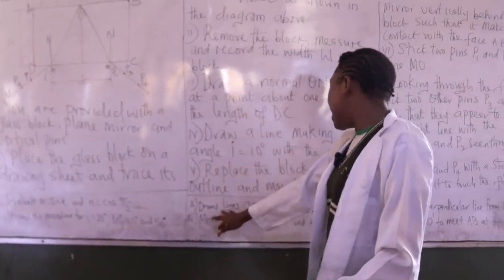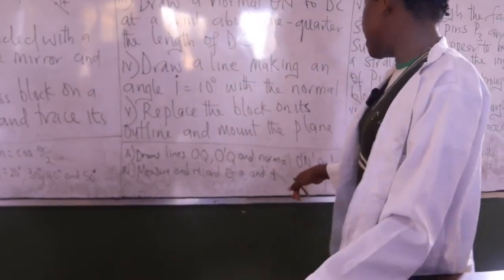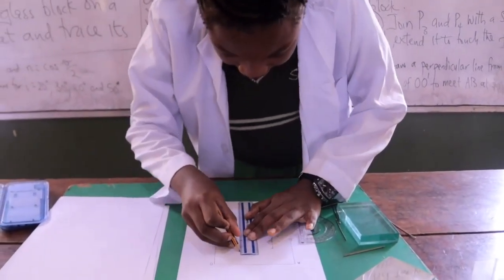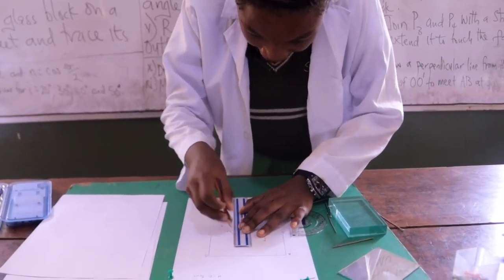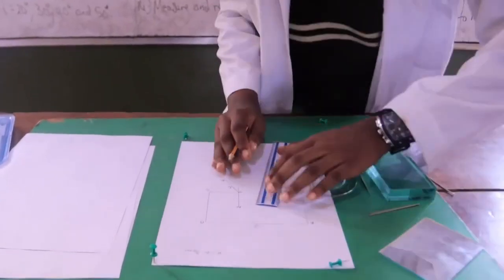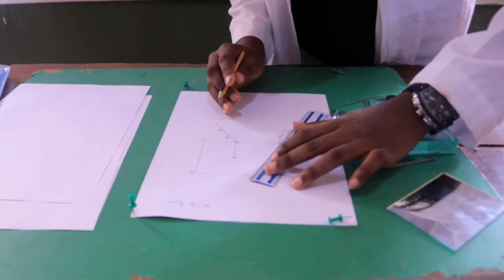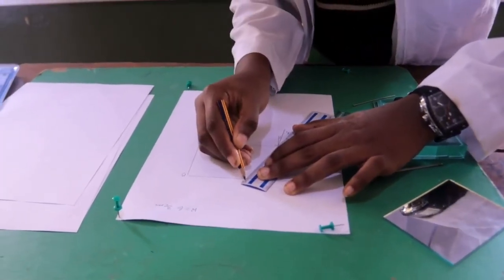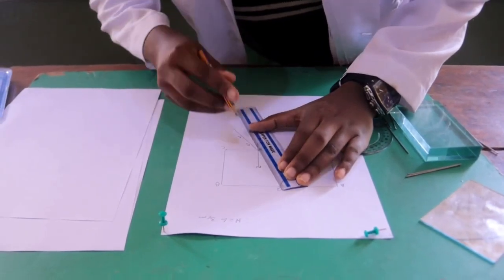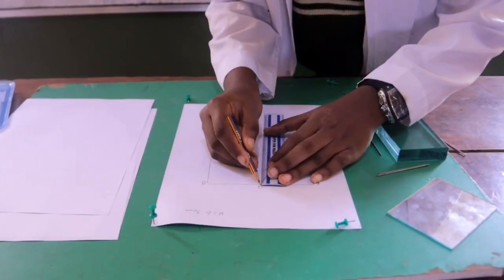Then draw lines OQ, O prime Q, and normal O prime and N prime produced. So this is my O prime and N prime. This is Q. Then here is my OQ. Here is my O prime Q. And this is our perpendicular line.